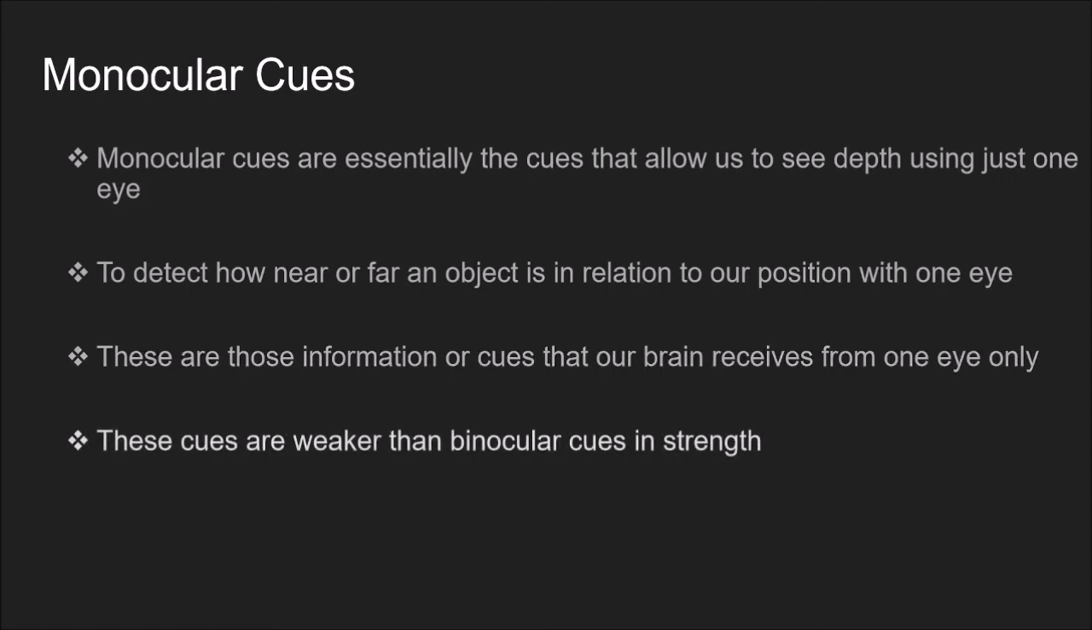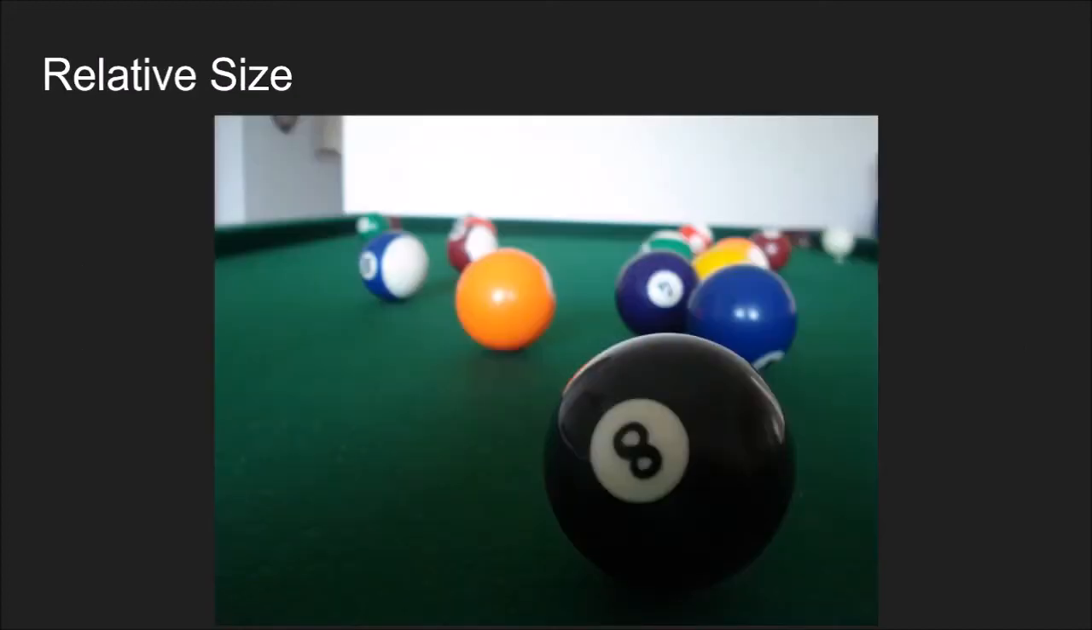These cues are weaker than binocular cues in strength, but there are times when we feel closing an eye may give us better judgment in the distance of an object. Let's see some of the common monocular cues in next slides. Relative size. This cue gives us information about the distance of an object based on its relative size with a similar object. This cue works on both 2-dimensional as well as 3-dimensional images. The object tends to appear small when it is further away and bigger when it is closer. This cue is a function of size of retinal image.